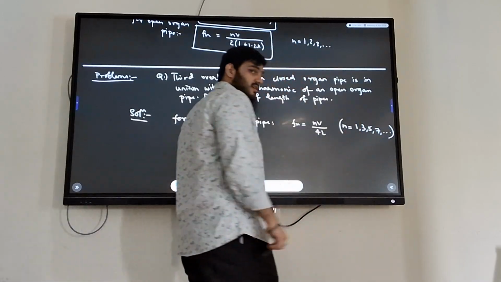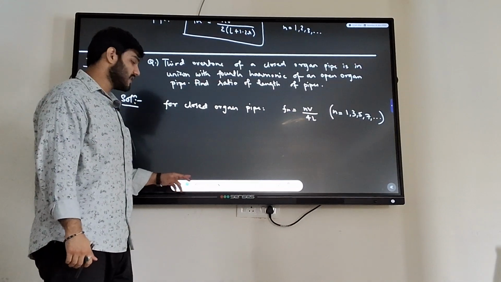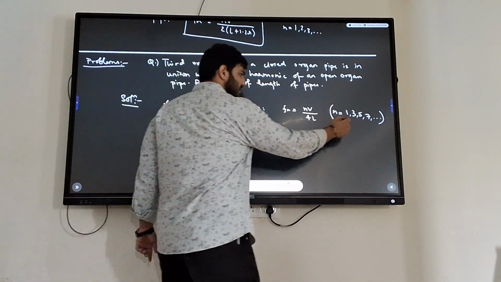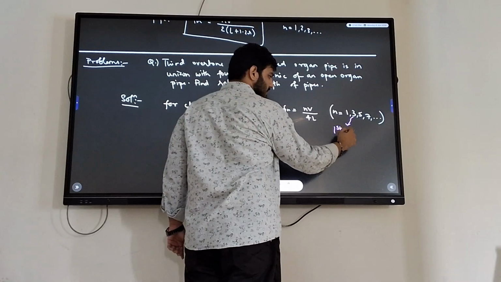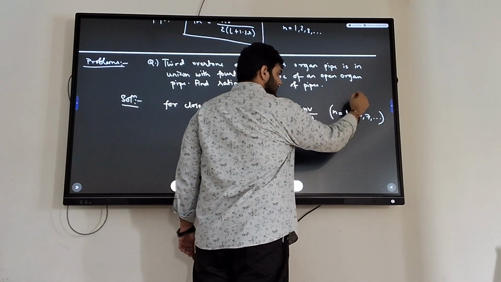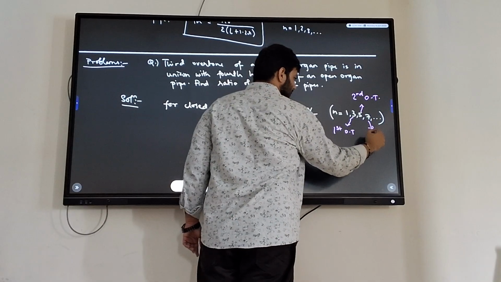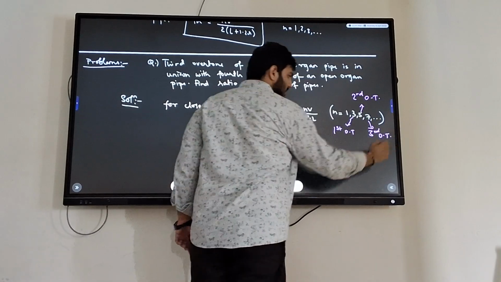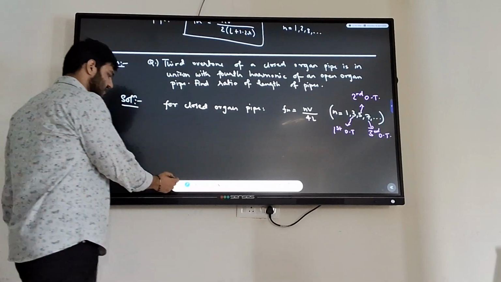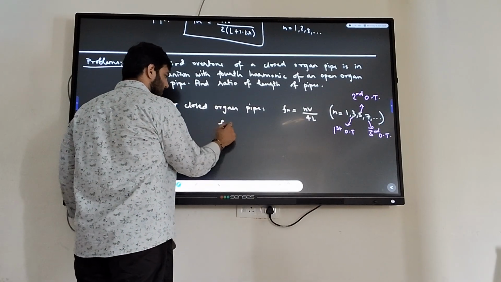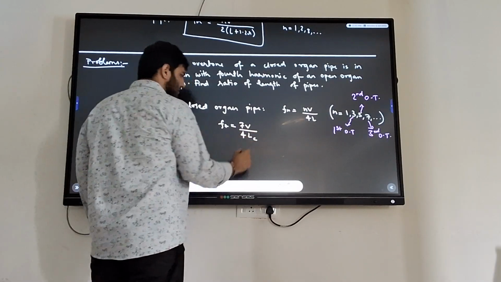They are asking about the third overtone. This is the first overtone, not this 3. First overtone. What about this one? This is the second overtone. This is the third overtone. N equal to 7 corresponds to the third overtone. So F7 is 7V by 4LC, L of closed.